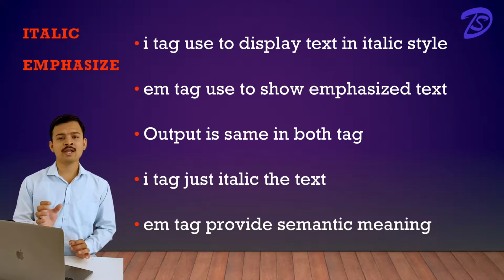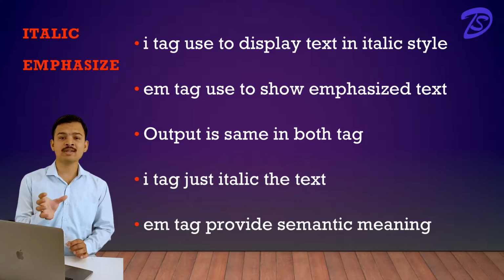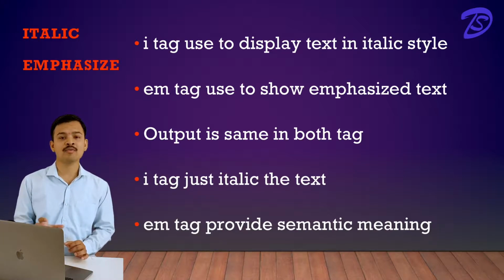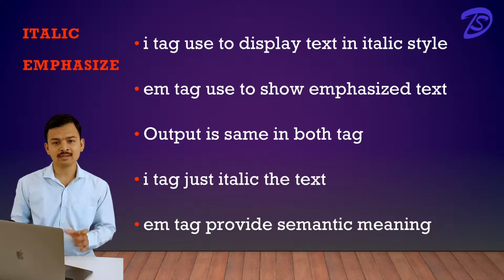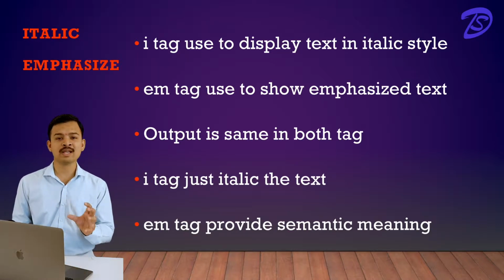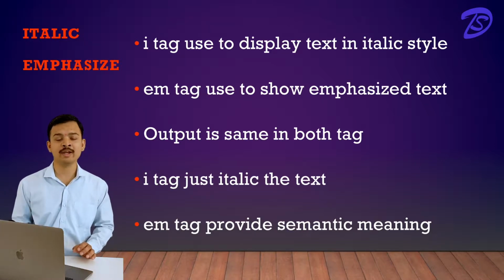So what is emphasis? Emphasis means whenever you want to show something important or something different in your page, or emphasize your text to the user, in that case we will do italic formatting to our text. So the W3C group wants that whenever you want to emphasize a particular text in your line, in that case you have to use the EM tag. So the EM tag has its semantic meaning.